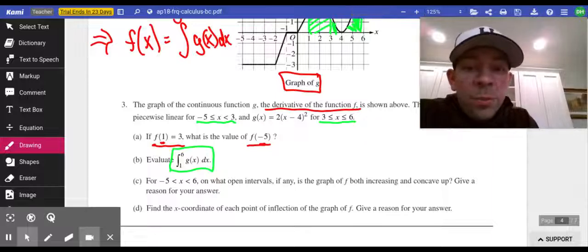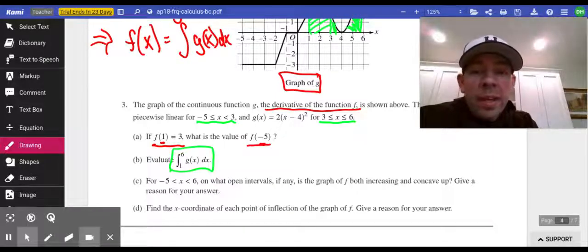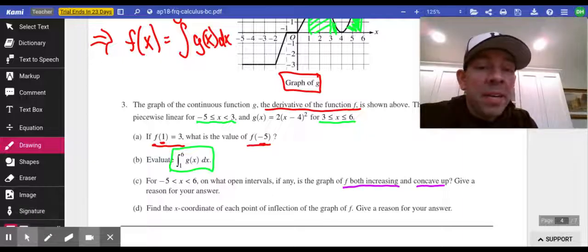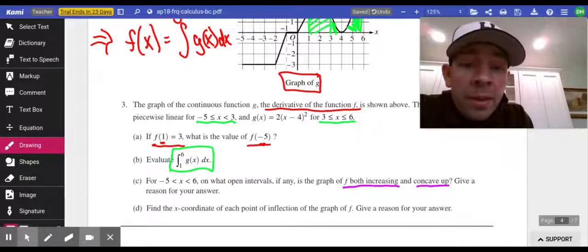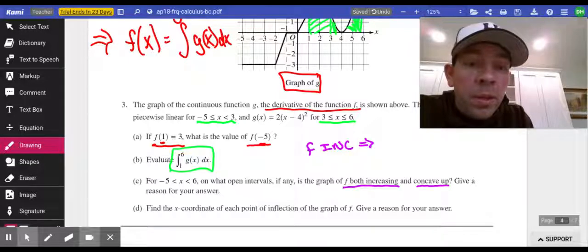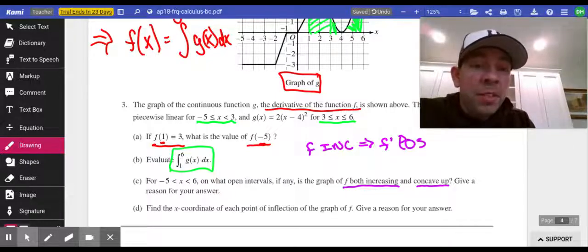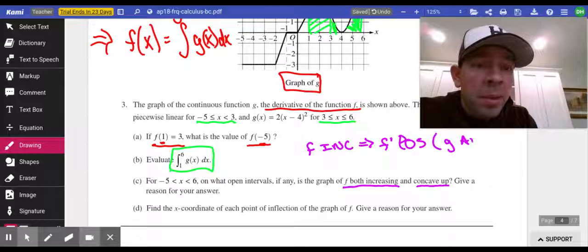Part C says we want to find any open intervals where f is both increasing and concave up simultaneously. So let's break this into two thoughts. If you know that f is increasing, what has to be true? You know that f prime is going to be positive. In this case, f prime is the same as g, so we're saying g is positive, and graphically that means we're going to be above the x-axis. So I'm going to make a little note to myself that g needs to be above the x-axis, and that covers the increasing.